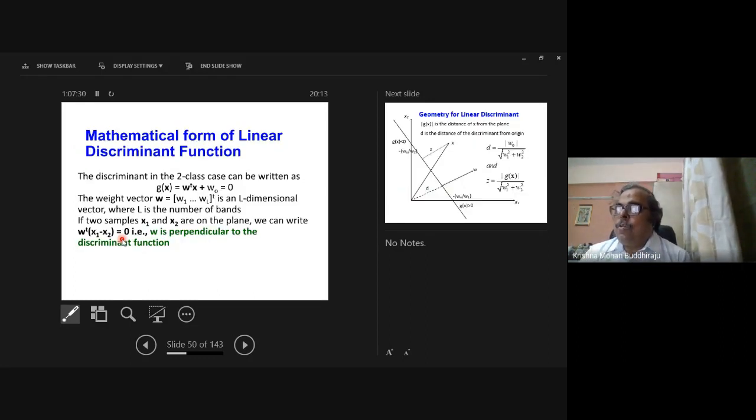For example, for a line we know y = mx + c, or ax + by + c = 0. We have such a first order equation representing that linear feature like a line in a 2D feature space, or in an N-dimensional feature space you have w1x1 + w2x2 + ... + wnxn + w0 = 0.